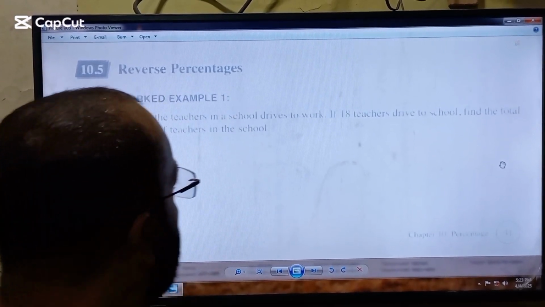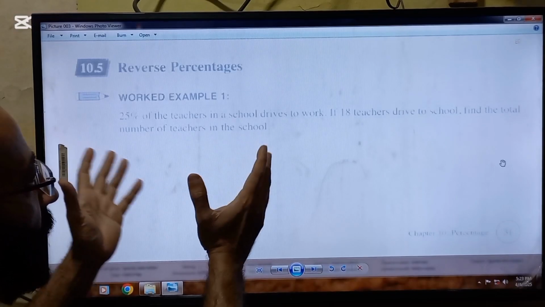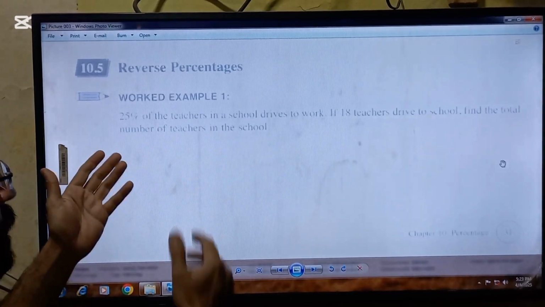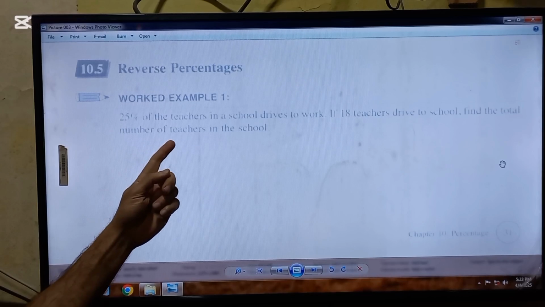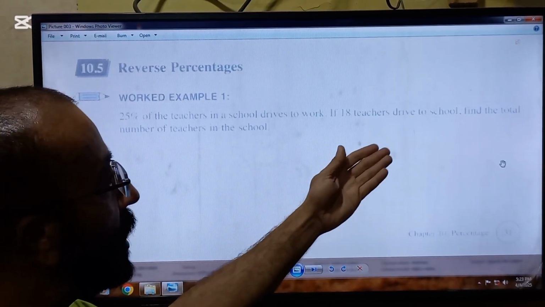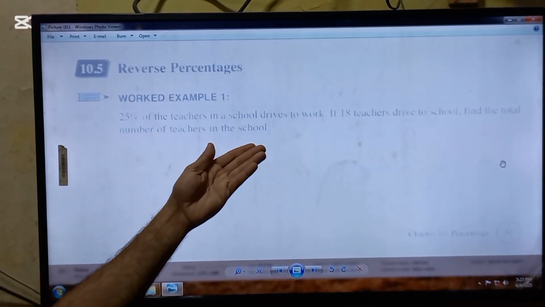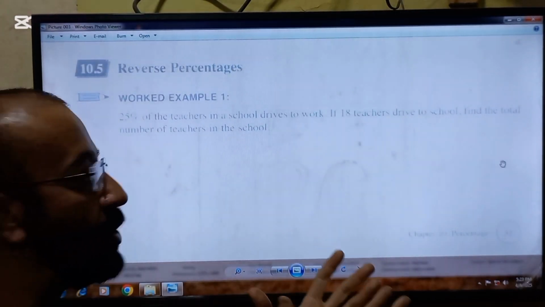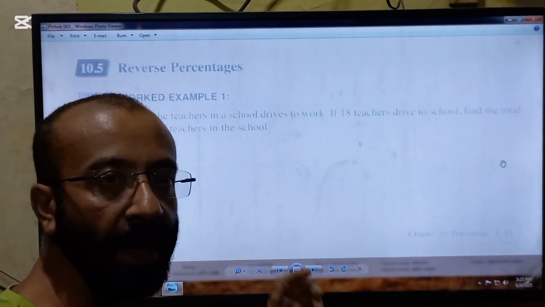Next type in percentages is reverse percentages. To understand this kind of question, we are going to solve a question. For example, 25% of the teachers in a school drive to work. If 18 teachers drive to school, find the total number of the teachers in the school. So the difference in the question is percentage is already given and we are required the number.